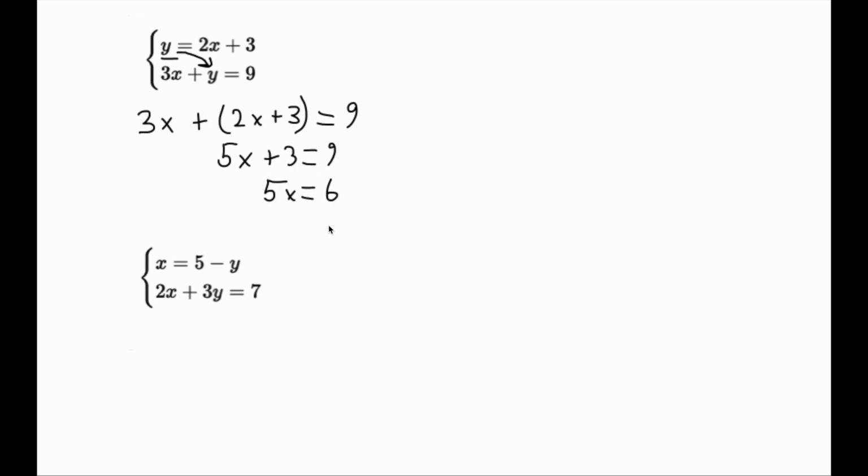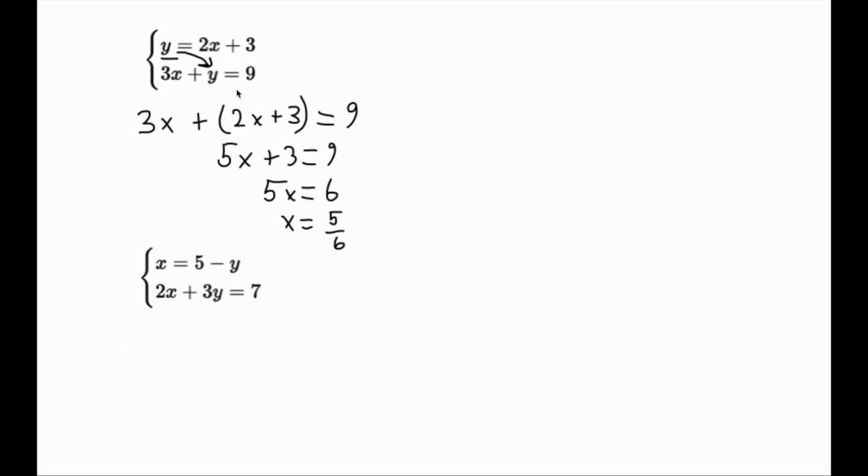So we're going to write out this bottom equation, but with the 2x plus 3 instead of y. So 3x plus 2x plus 3, because that's where y was, equals 9. Now we can just combine like terms: 5x plus 3 equals 9. Subtract 3 from both sides: 5x equals 6. Now divide by 5 on both sides. x equals 6/5. So there's x.